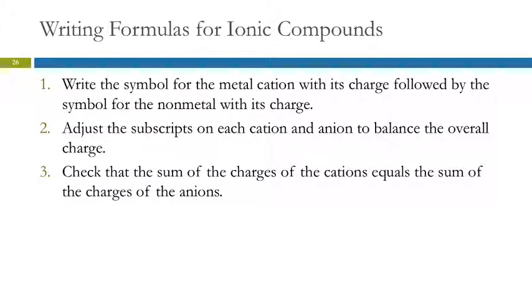So here are instructions for writing formulas. You need to look at the symbol for the metal cation, and you need to know its charge. And you need the symbol for the nonmetal ion and its charge. You have to write those down, and then we're going to adjust the subscripts. We're going to figure out how many cations and how many anions we need so that when we put them together, we have a neutral compound and we have the lowest ratio. And then checking your work is always a great idea. Check at the end to make sure that those charges are going to add up to 0, because compounds are electrically neutral. They don't have a charge.